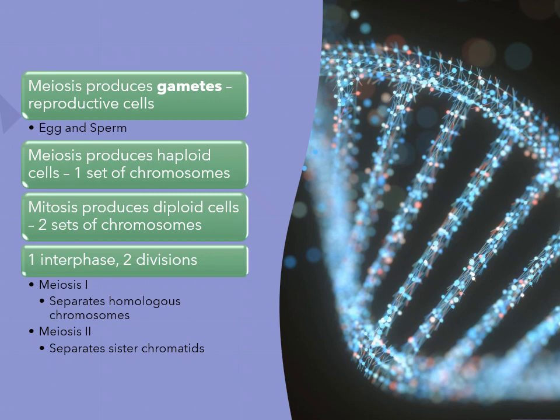Meiosis is the type of division required to produce the gametes, or reproductive cells. In humans, this means the egg and the sperm, and these are the only cells that are produced in this way. Meiosis produces haploid cells. That is, cells containing only one set of chromosomes, in contrast to mitosis that produces diploid cells, each with two full sets of chromosomes. In meiosis, this reduction in chromosome number is accomplished through two rounds of division. Meiosis 1 to separate the homologous chromosomes, and meiosis 2 to separate the sister chromatids.